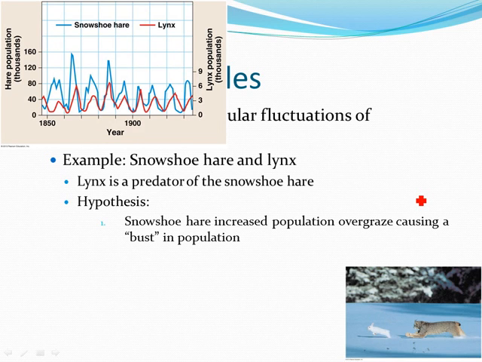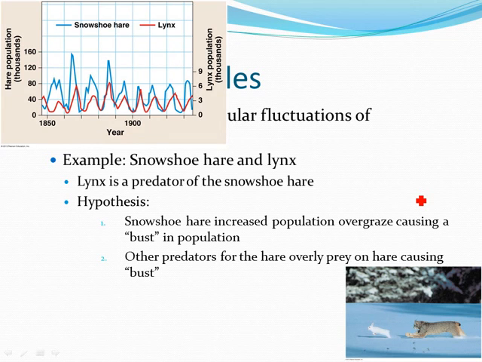Okay, let me rephrase this. With this snowshoe hare, because there are so many of them, they're going to eat up all the resources available. That's overgrazing, and that's going to cause this bust. It's going to cause this population decline, right? If there's no more food available for them, it's going to cause a decline for them. So that's one hypothesis.